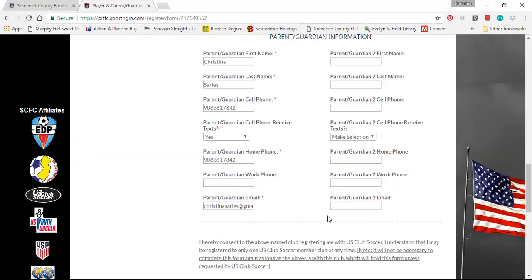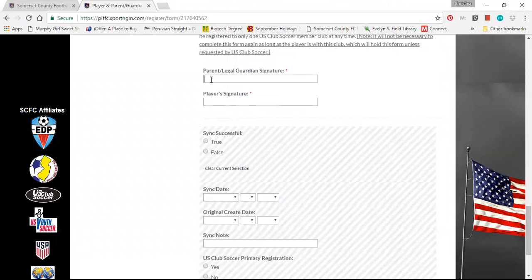All the ones with the asterisks, please, please, please, just make sure you've completed. It should yell at you if you haven't done it. This should be required each time you do it because you're signing the statement for US Club.